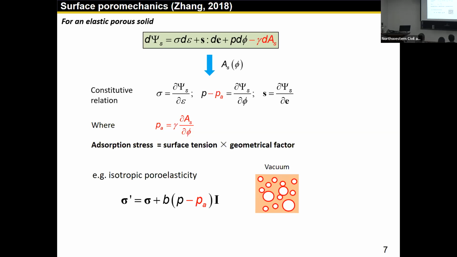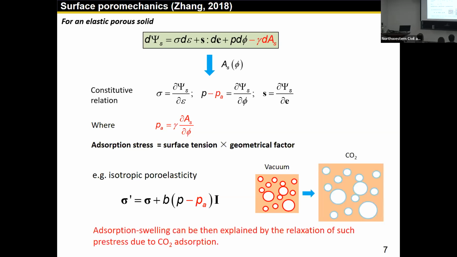What this equation says is that if you bring a porous solid to zero total stress and inject zero pore pressure, you still have the material subject to a pre-stressed tensile or compressive stress. So this is negative. Essentially, it has already been pre-stressed in vacuum. So whenever you do adsorption, where surface tension reduces, that relaxes the skeleton. That's manifested as a swelling. So essentially, this is the mathematical version of the Bangham theory.